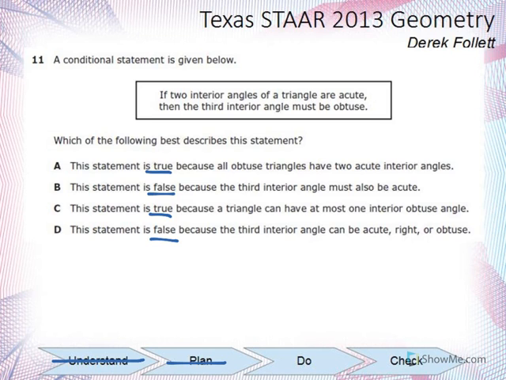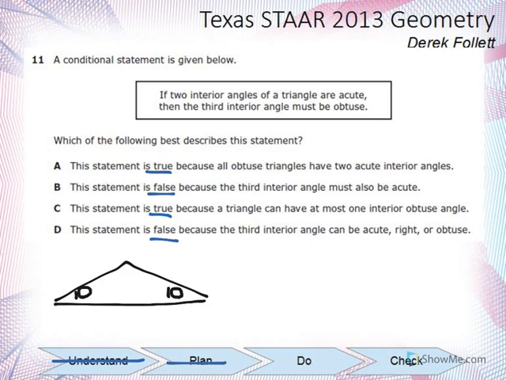So let me think about that. Well, can I make a counterexample that would prove that false? Again, it says if two interior angles of a triangle are acute, then the third interior angle must be obtuse. I know the interior angles have to add up to 180. That might be useful. So what if my angles were really acute? They were really small. Say they were both 10 degrees. So my triangle might look something like that, maybe even flatter. Those are both 10.